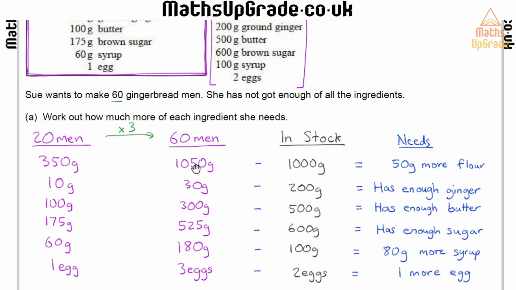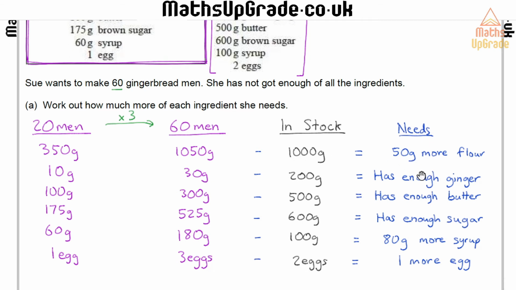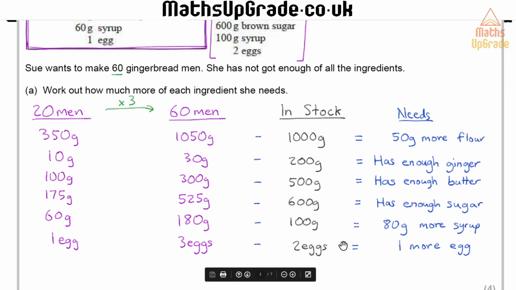So if you then compare each of these values with each of these quantities, I can then see how much she has got. So she needs 50 grams more flour, she's got enough ginger, she's got enough butter, she's got enough sugar, she needs 80 grams more syrup, and she needs 1 more egg. And that's 4 marks for that part of the question.